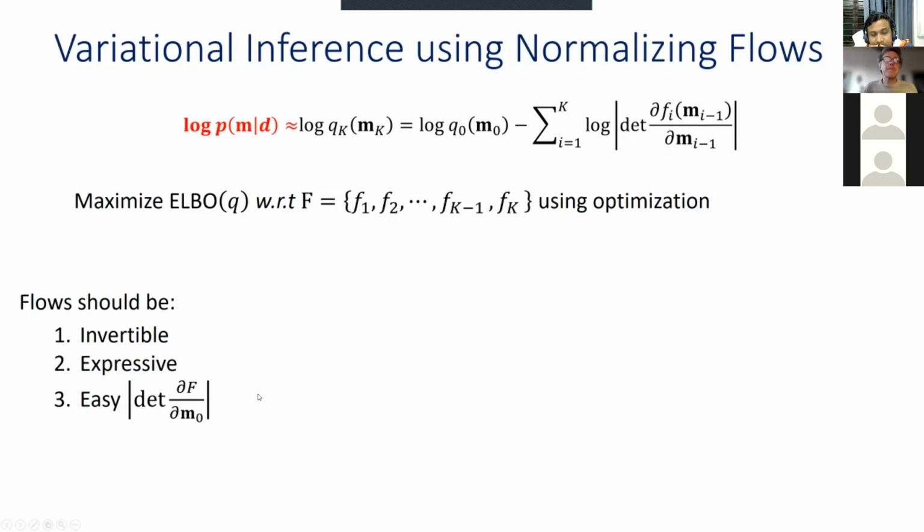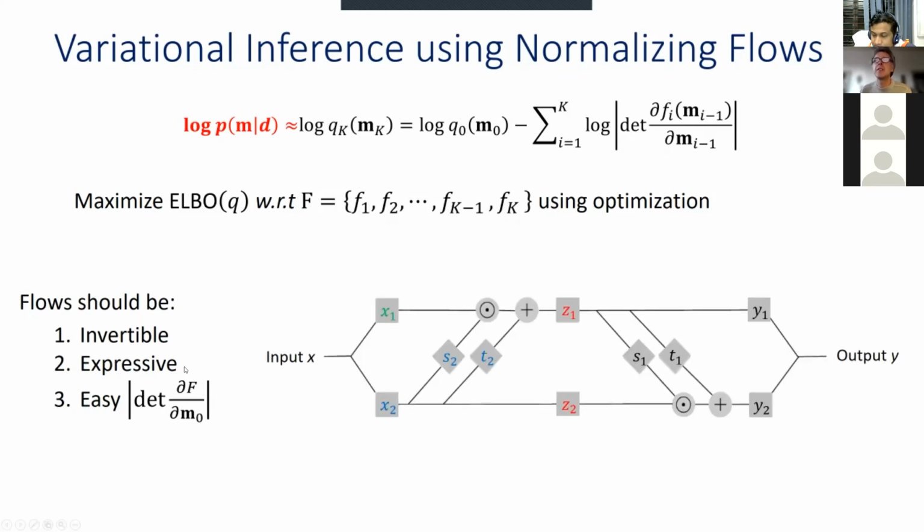Now, it turns out that we already know a function that satisfies two of these, the invertibility and the expressiveness. We looked at the one previously. And it's this function here. This is a very flexible function, the one that we used for the invertible neural network. So it's certainly invertible and it's certainly expressive. We've shown that. But what about this determinant?